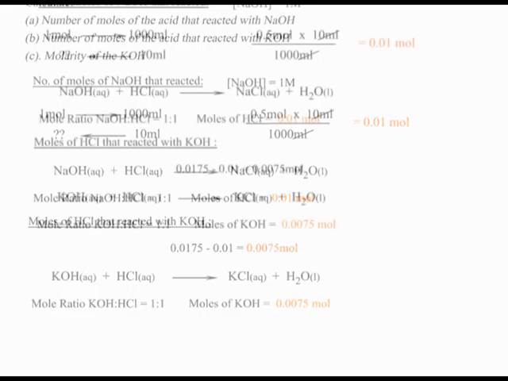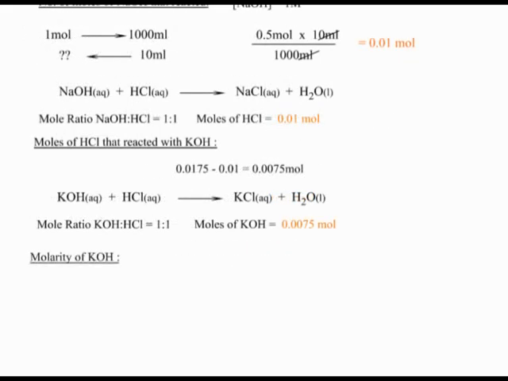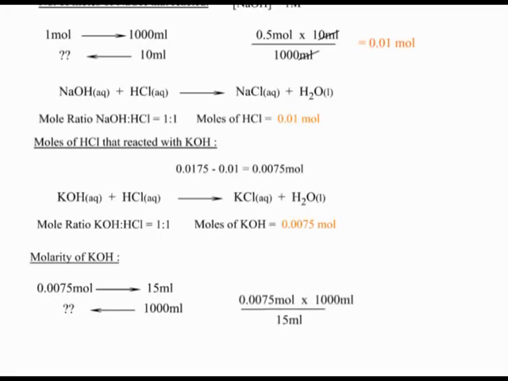So what is the concentration or molarity? We find the number of moles in 1,000 ml of such a solution. So 0.0075 moles are in 15 milliliters. What about 1,000 milliliters? That will be 0.0075 times 1,000 milliliters over 15 milliliters, giving us 0.5 moles. And because these moles are in 1,000 milliliters, this is the molarity, 0.5 molar.